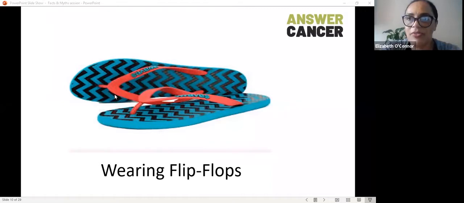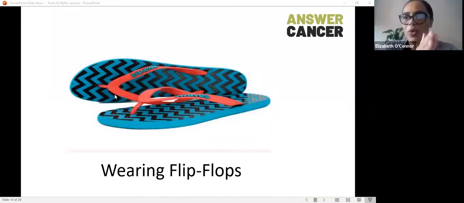So we've got a few who've raised the hand, and a lot who've kept it down. Well, it's actually a myth. So congrats to all those who kept it down. Wearing flip-flops in itself isn't going to cause cancer. You're more likely to have a trip or a fall wearing flip-flops than getting cancer.